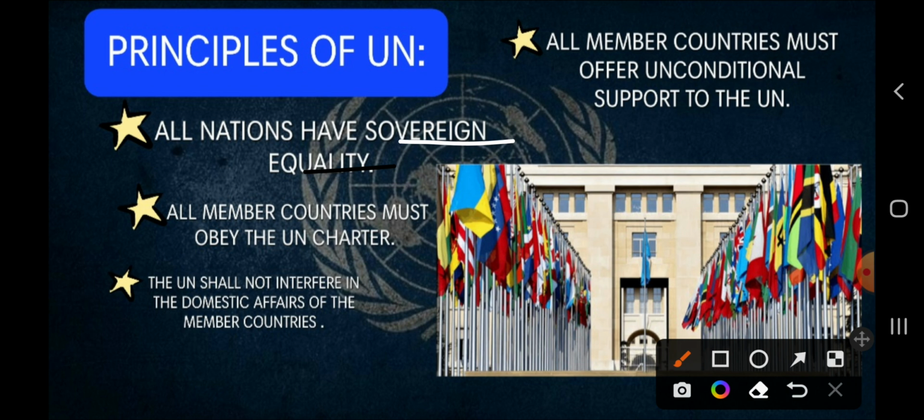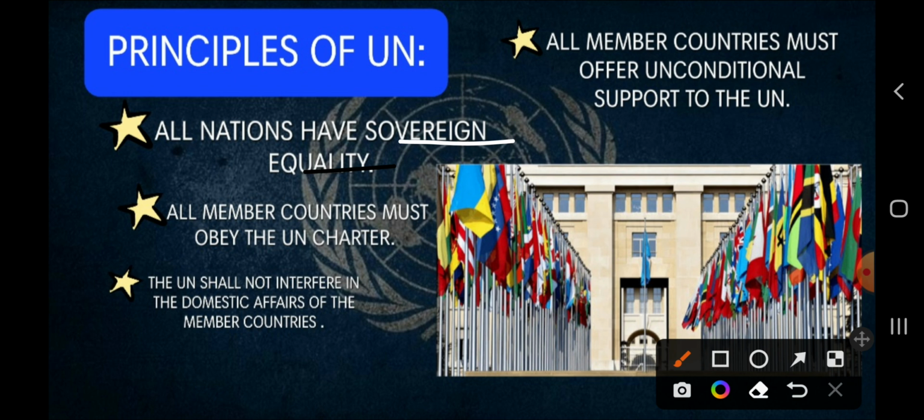Second one is all member countries must obey the UN Charter. Means all the member countries have pledged to peace, and they have also pledged that they are going to obey the constitution that is laid by the United Nations. Now the third one is the UN shall not interfere in the domestic affairs of the member countries. The UN is not given any right to interfere in the personal affairs of a certain country. Now the fourth one is all member countries must offer unconditional support to the UN. Means the member countries should help the UN in every possible way.